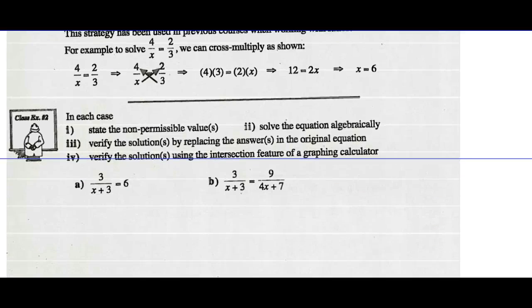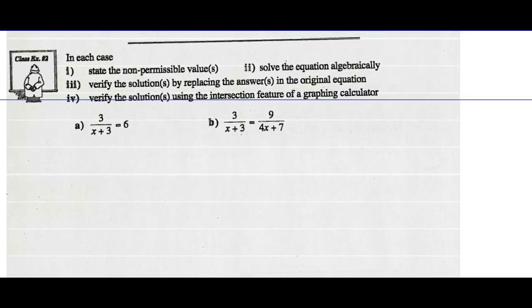So in example 2, in each case, state the non-permissible value. Do that first. Solve the equation algebraically. Make sure the solution is true in the original equation, and make sure it's not a non-permissible value, and you can verify it on the graphing calculator. So let's do all these things. 3 over x plus 3 equals 6. Well, that's like saying equals 6 over 1. So if I cross multiply, I get 3 times 1 equals 6 times x plus 3.